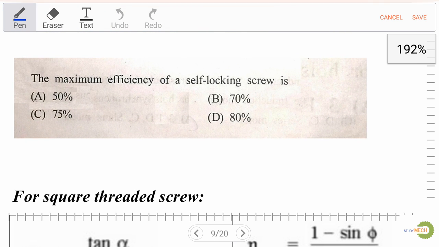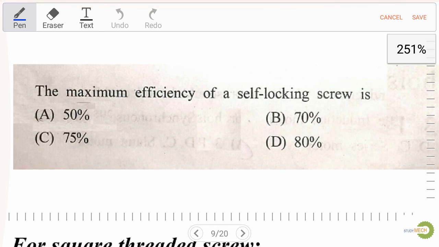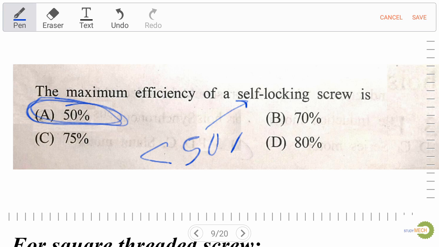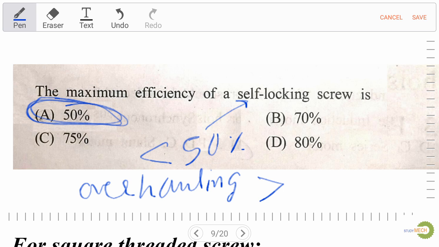The maximum efficiency of self-locking screw is, everybody knows, the right answer is 50. And the efficiency of self-locking screw is less than 50. Always remember less than 50 for self-locking screw. And for overhauling screw, the efficiency is greater than 50.